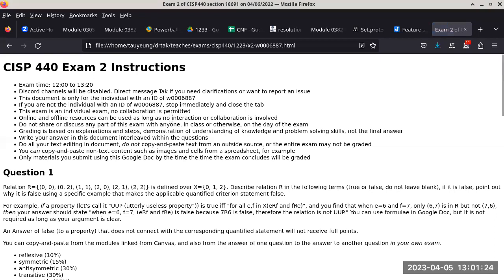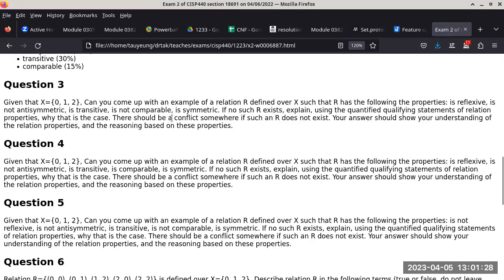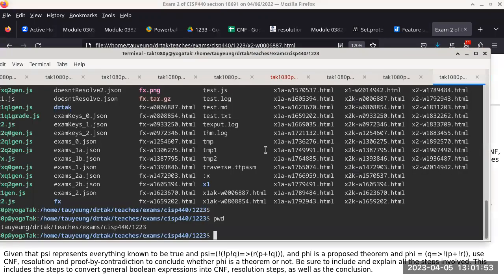Yes. All right. So we'll focus on this type of question. The questions here, 7, 8, and 9, are of that nature. In this case, psi, everything that is known to be true, is this. So the first thing you need to do is convert that into a CNF. This is a lot simpler, right? Let's convert this into CNF first, and then we'll see what to do with phi.